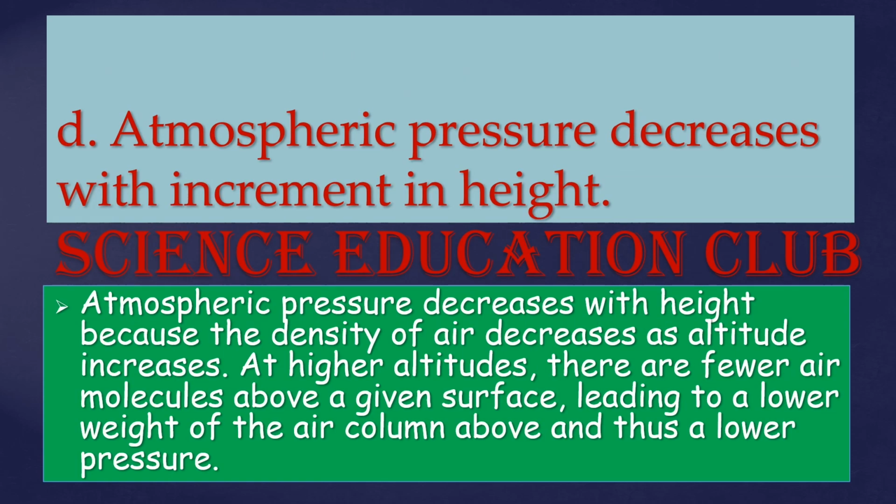Atmospheric pressure decreases with increment in height. Atmospheric pressure decreases with height because the density of air decreases as altitude increases. At higher altitude, there are fewer air molecules above a given surface, leading to a lower weight of the air column above and thus a lower pressure.